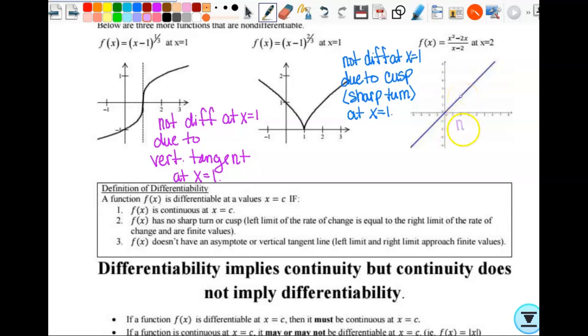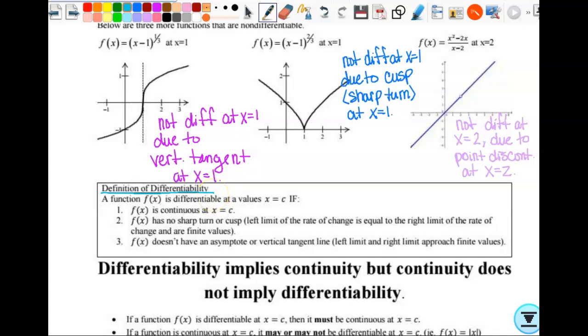So I can say not differentiable at x equals 2 due to, I don't know why all of a sudden I'm saying due to, you can say because, you can say this different ways, due to point discontinuity at x equals 2. Okay. We good? All right, so we have a definition of differentiability.